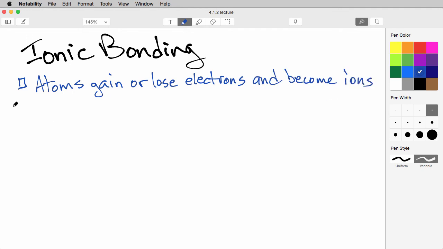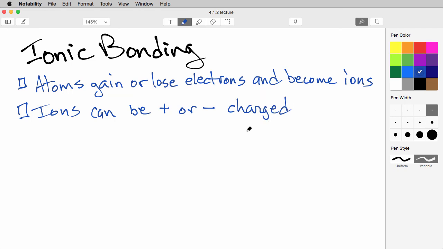All right, second, ions can be positively or negatively charged. Maybe that's obvious to you, but maybe some of you are not familiar with that. So for example, sodium can be positively charged and chlorine can be negatively charged. Chlorine atom can be negatively charged.